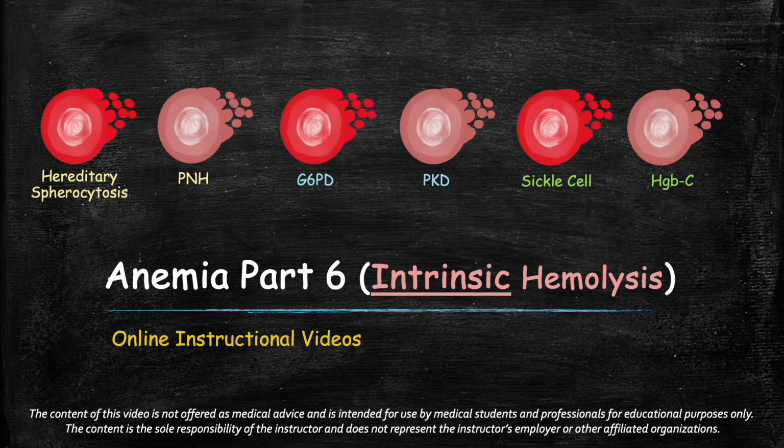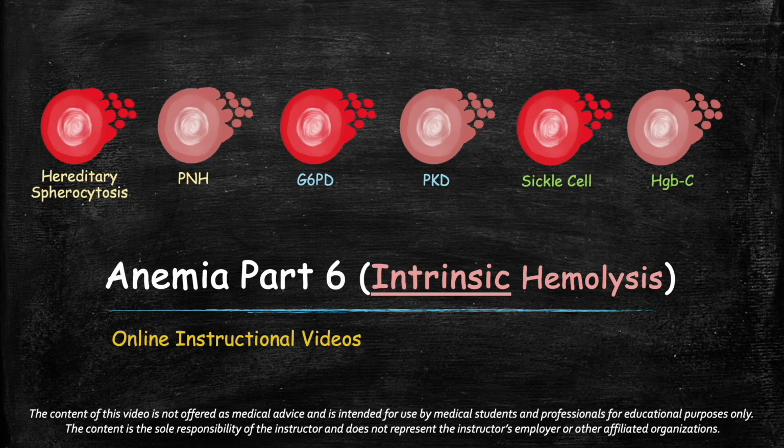So in the last video, you started to learn about hemolysis. We talked about pathophysiology, labs, and intravascular versus extravascular hemolysis, and you also learned that the causes of hemolysis are either intrinsic or extrinsic to the red blood cells. So now we're going to start learning about the specific diseases, and in this video, I'll cover the intrinsic causes.